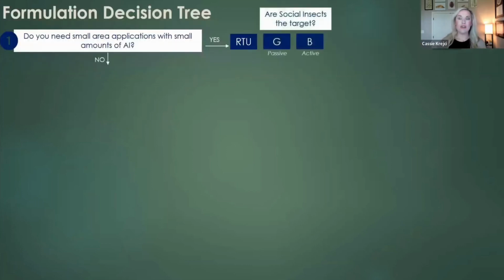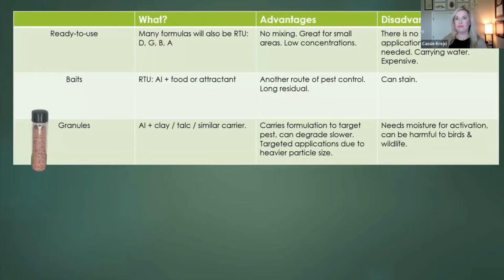So within that RTU category, we ask ourselves things like, are social insects the target? If social insects are the target and you still need a ready-to-use product, let's look at granules and baits. So for passive pest control, meaning I'm going to apply something, I want it to be systemic, we look at granules. And if we want active pest control, let's look to baits, something where we can really target exactly what we're looking for, maybe ants.